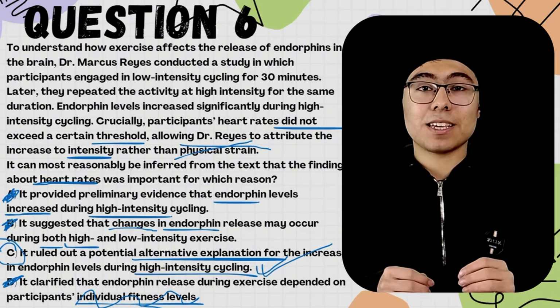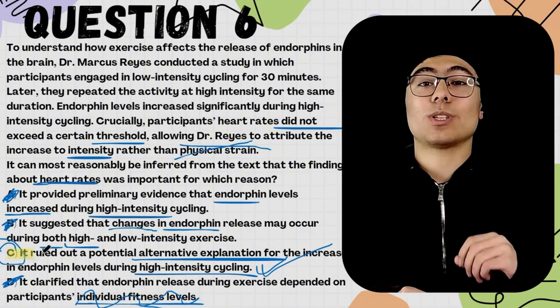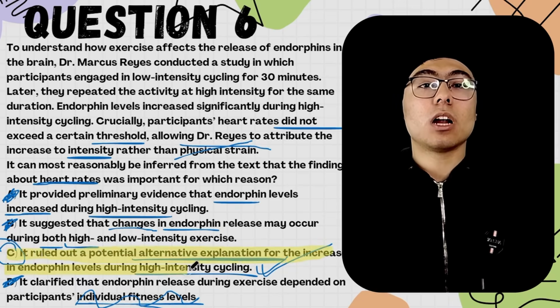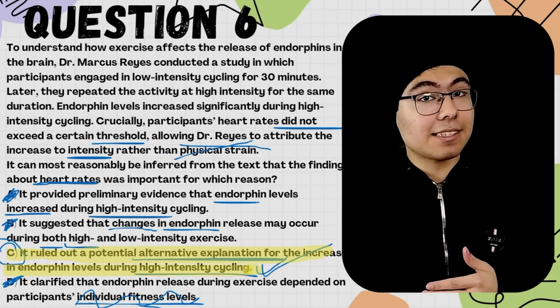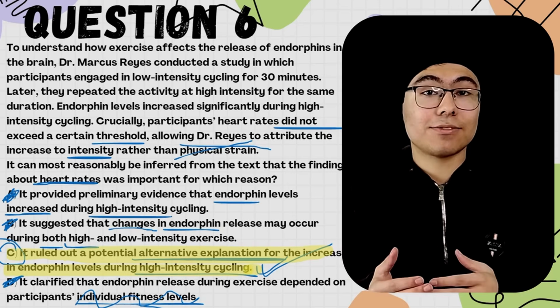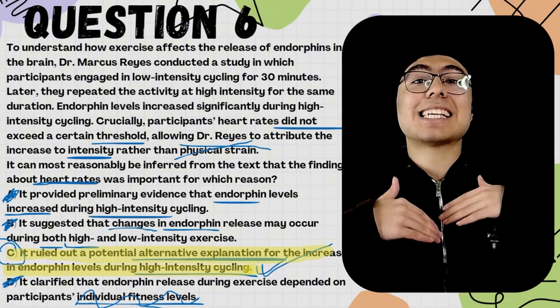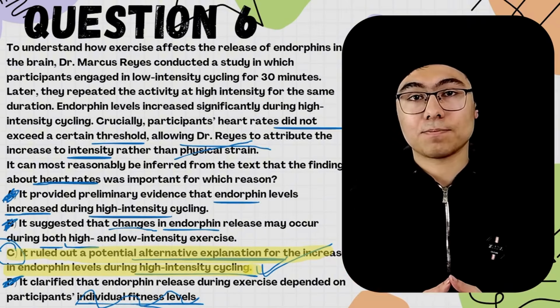So the next step is deciding on the final answer. And the correct answer choice is choice C. It ruled out an alternative explanation for why the endorphins increase during high-intensity cycling. The heart rate finding also helped explain that it was the intensity, not the strain, that caused that increase.